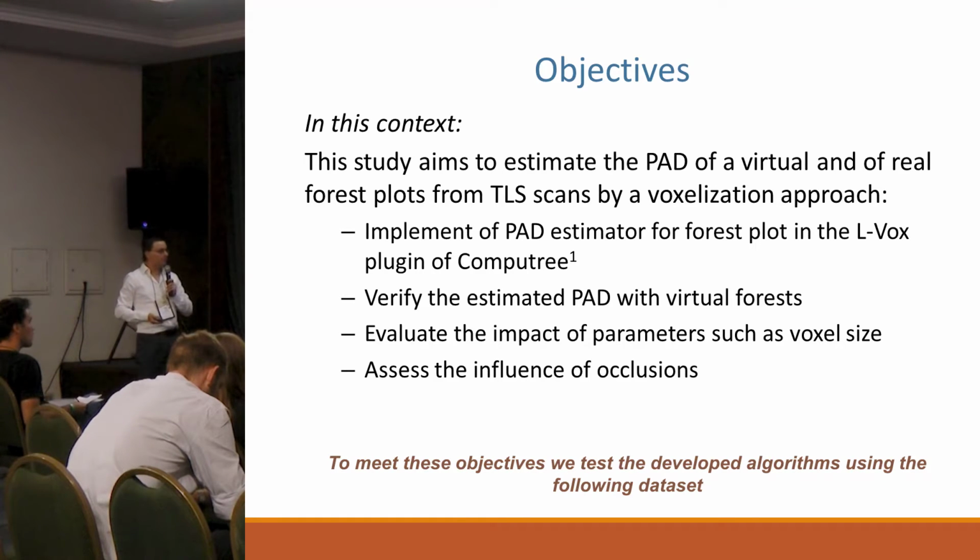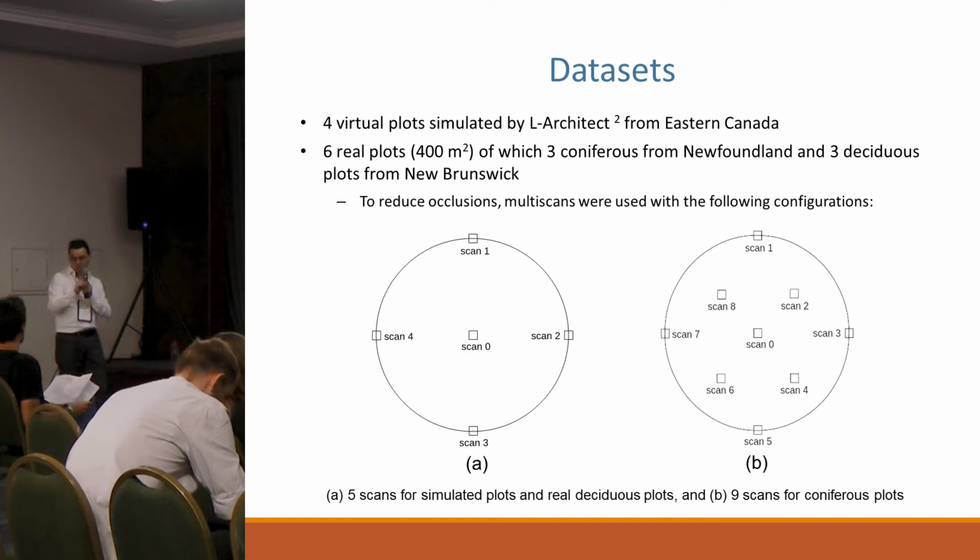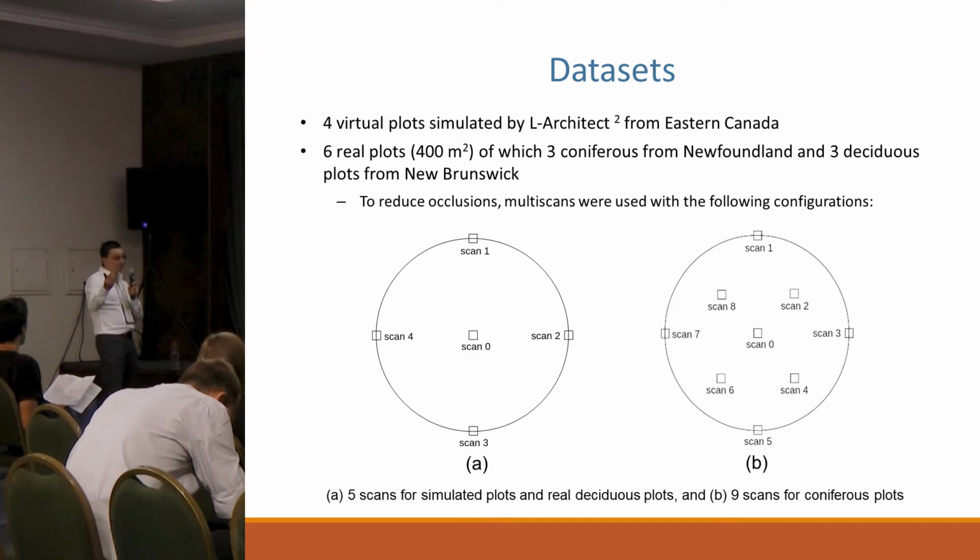To meet this objective, we test the developed algorithm using the following dataset. So, 4 virtual plots simulated by an architect, again from Eastern Canada, in Newfoundland, the Eastern provinces, with balsam fir and spruce. And we also have 6 actual plots, 400 square meters, of which 3 coniferous from the province of Newfoundland, in the east, and 3 deciduous plots from New Brunswick, which is another province, a little bit to the west. It's in the east of Canada, but it's a neighbor of Newfoundland.